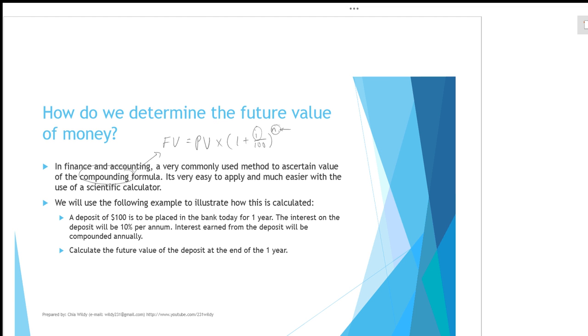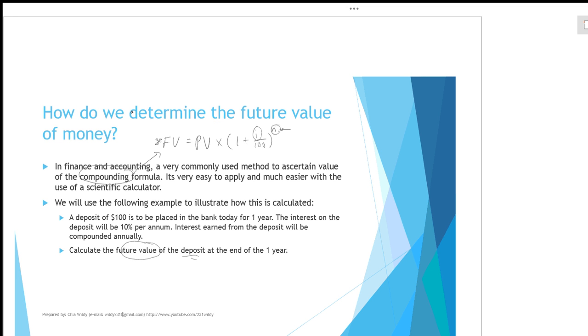And let's use this formula and see how we can use that to determine, in this example, the future value of a deposit. Let's say, for instance, we have a deposit that is placed in the bank for 1 year, and the interest on this deposit is 10% per annum. Interest earned from this deposit will be compounded annually. Calculate the future value of the deposit at the end of 1 year. Now, how much would the future value be?